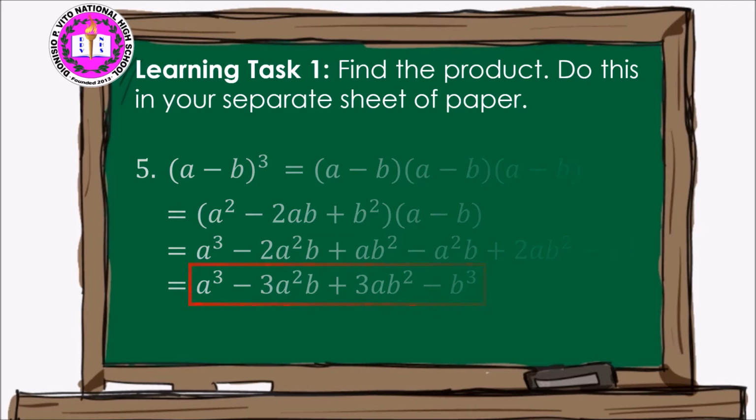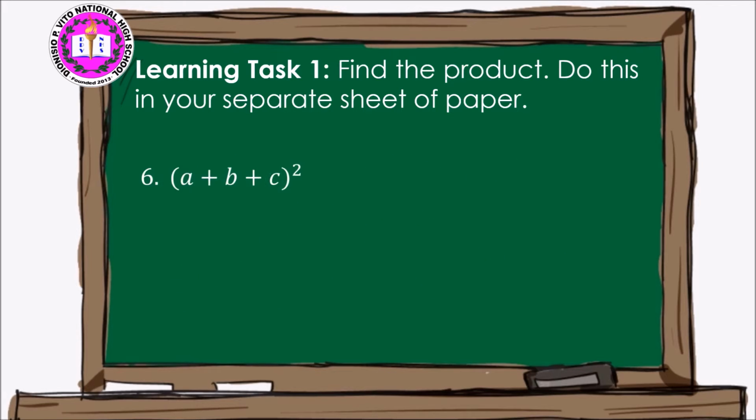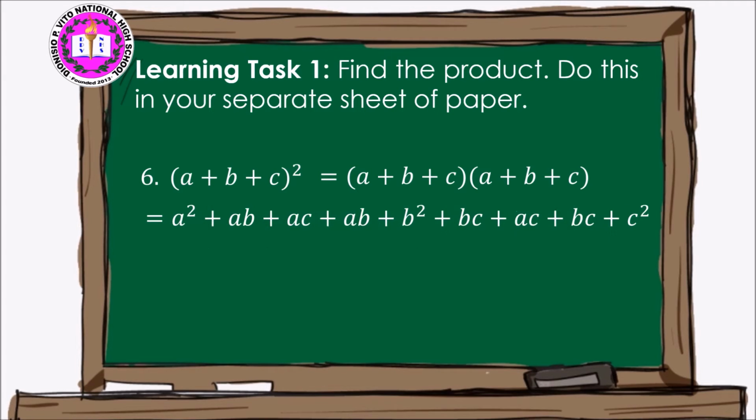Next, number 6, we have a plus b plus c squared is equal to a plus b plus c times a plus b plus c. So we have a times a is equal to a squared. A times b is equal to positive ab. A times c is equal to positive ac. Then b times a is equal to positive ab. B times b is equal to b squared. B times c is equal to bc.